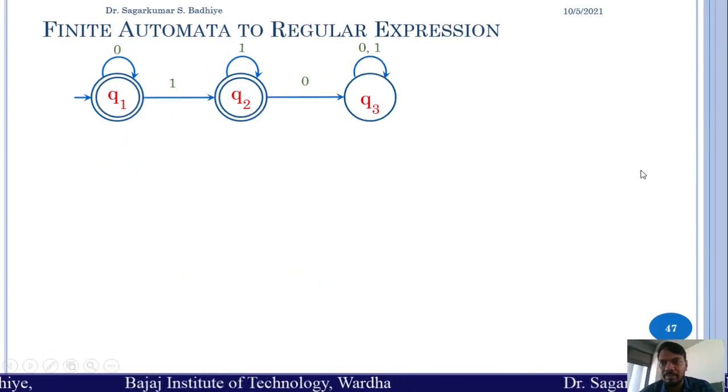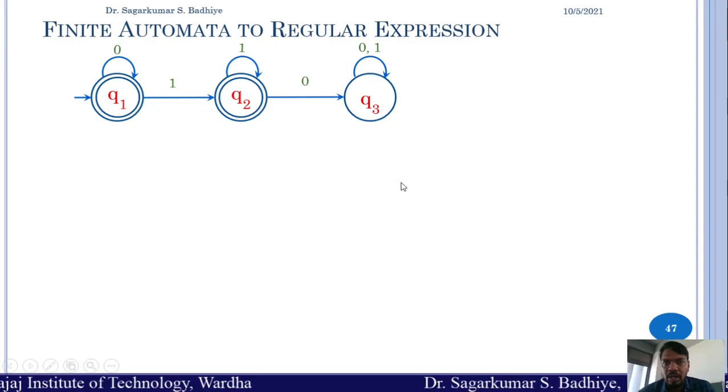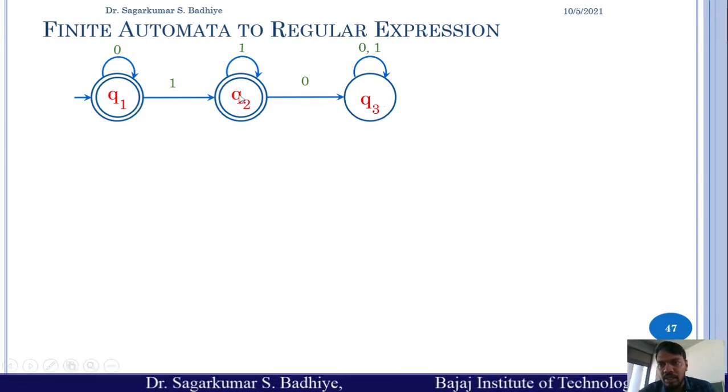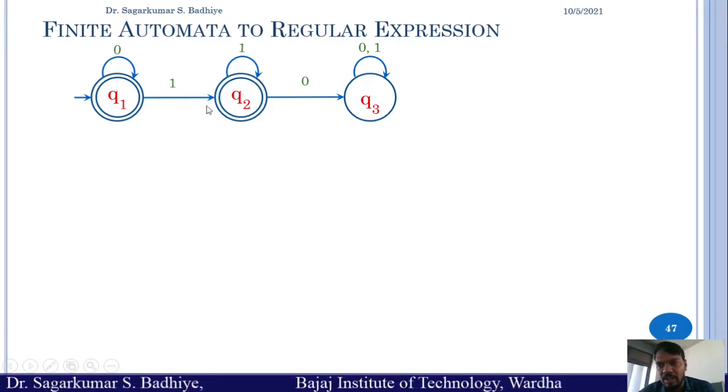Next example. Here again an automata is given to you and we need to convert this automata to a regular expression form. There are three states, q1, q2, q3, among which q1 and q2 are final states, q3 is a non-final state, and q1 is the initial state.